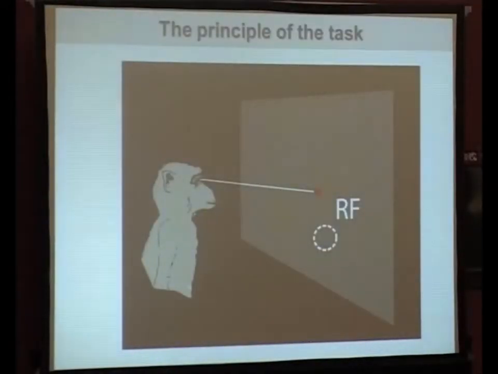So the principle of the task is such that it's a covert attention task where the monkey fixates a fixation spot centrally. We map the receptive field of the neurons under study, which is highlighted here by the circle. We then present a cue briefly, which tells the monkey on this trial to attend to the receptive field of the neuron under study.